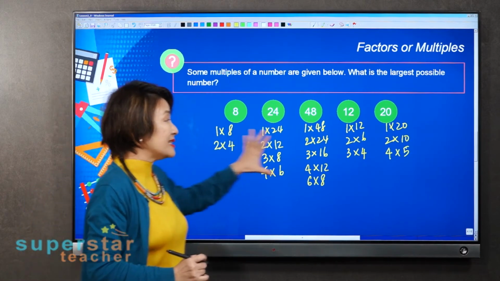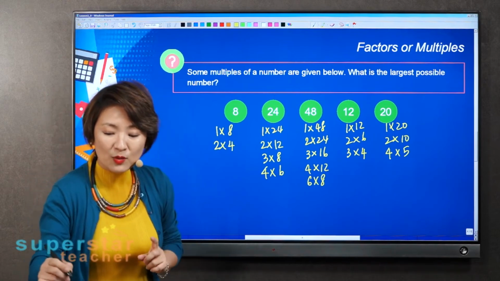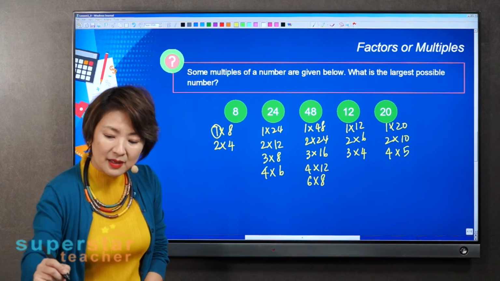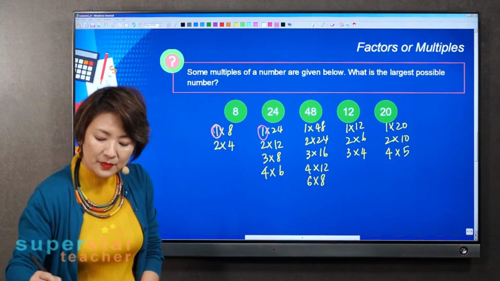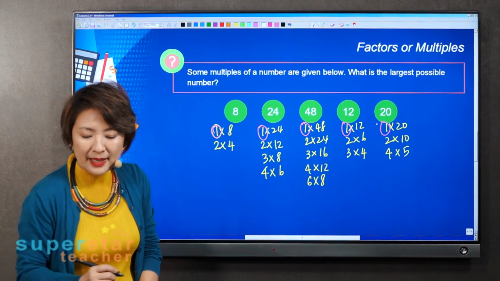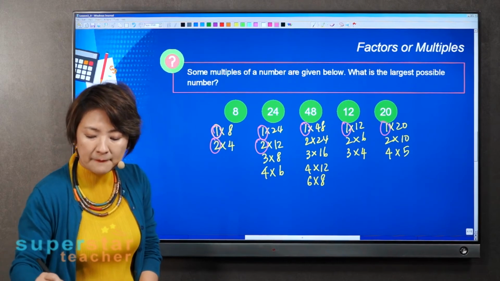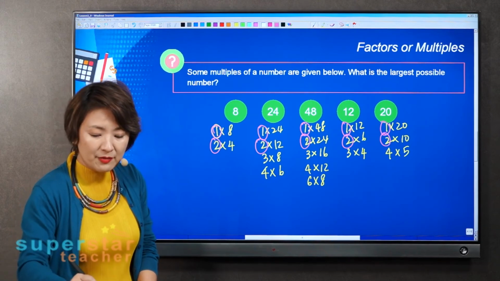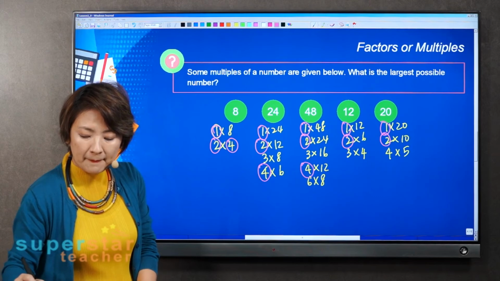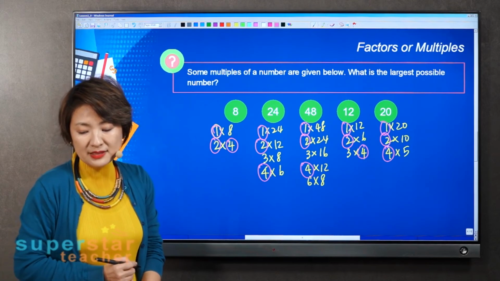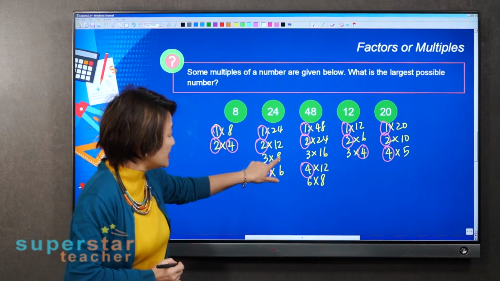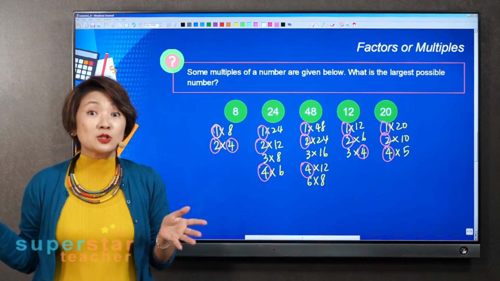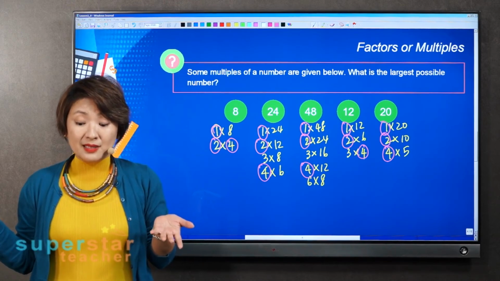Alright, so if you look at this, you actually can find what? Common factors. So that's 1. 1 is for sure. And then you have 2. And then you have 4. And then do you have 8? No. There's 8 here, 8 here, 8 here, but there isn't 8 here. So you're looking for the largest possible number. What will that be? That will be 4.